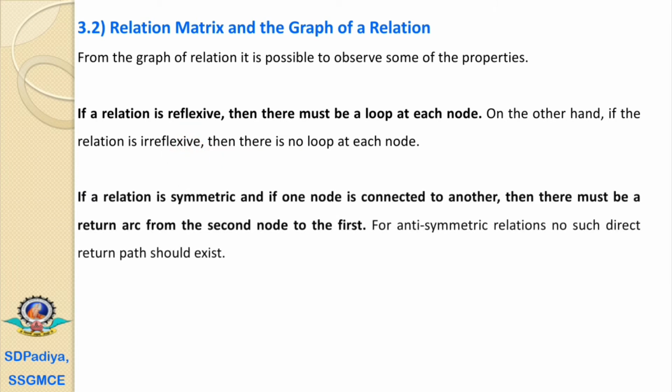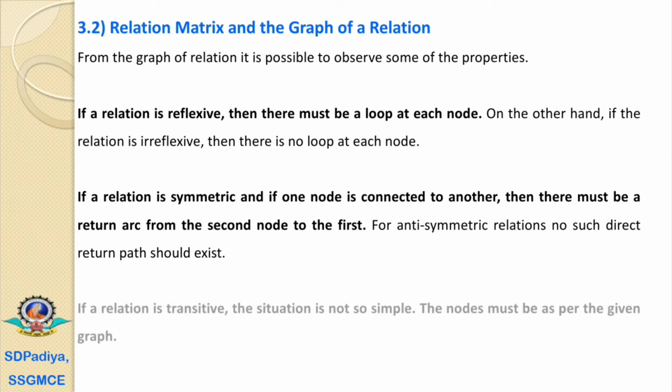Next, if a relation is symmetric and one node is connected to another, then there must be a return arc from the second node to the first node. And for antisymmetric relations, no such direct return path should exist. Meaning, if in a graph there is a direction from one node to another node and from that other node to the first node also, then we can say that it is a symmetric relation.